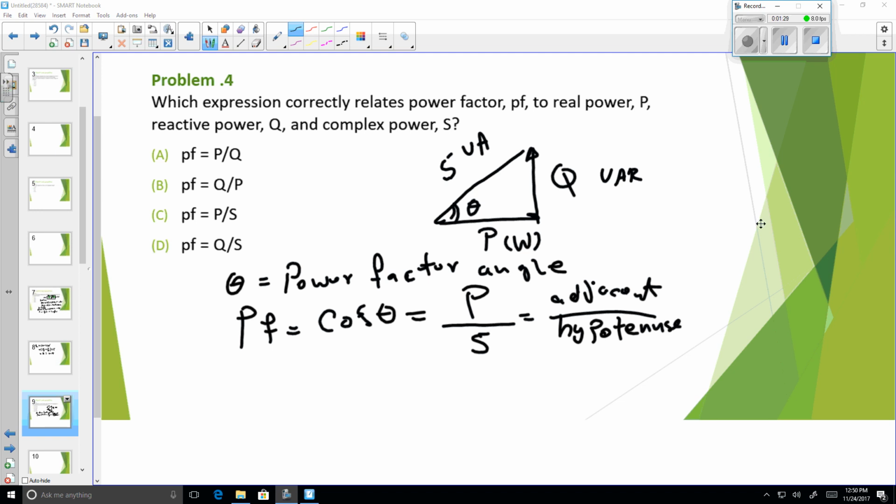So clearly the correct formula for the power factor is P, the active power or real power, divided by the complex power, which is choice C.